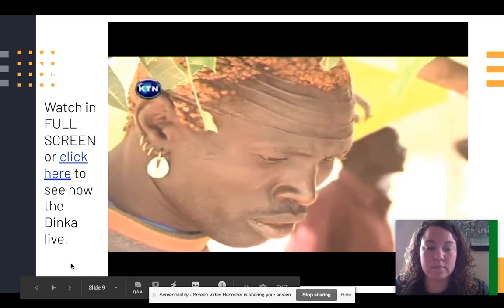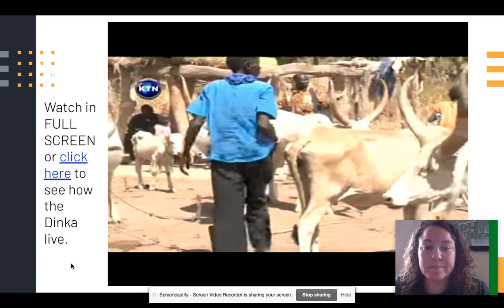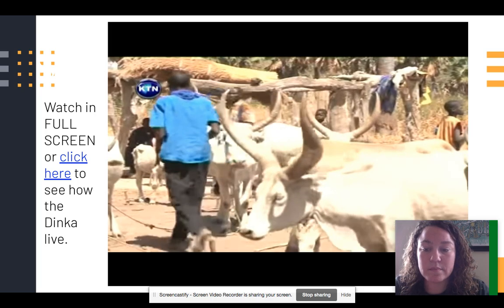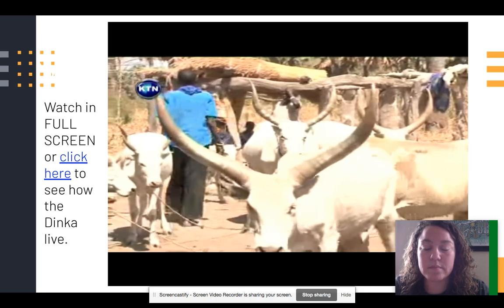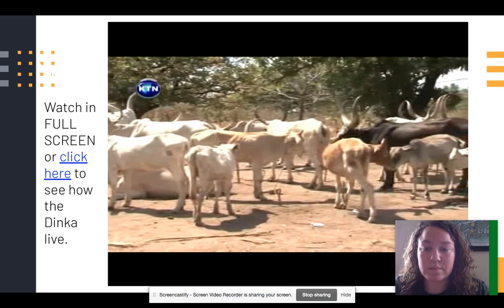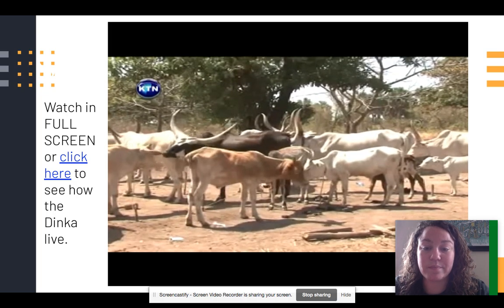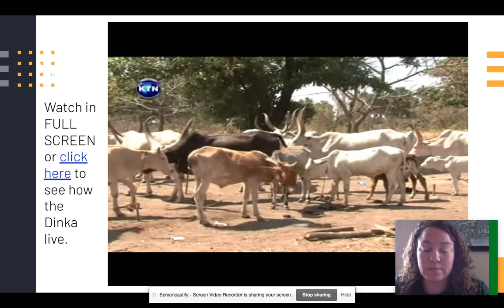These are Dinka cattle keepers. They graze their cattle in groups with sometimes thousands of heads of cattle in just one cattle camp. The cattle are some of the most precious items a Dinka can own. You can see that they look very different than the cows we're used to. 300 cows in order to pay bride price for just one wife.